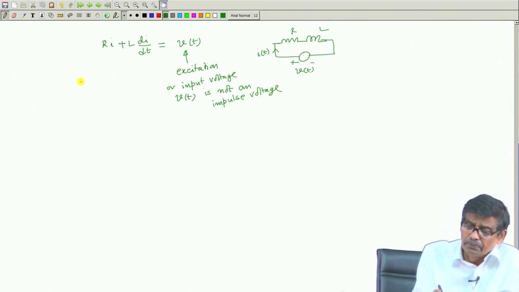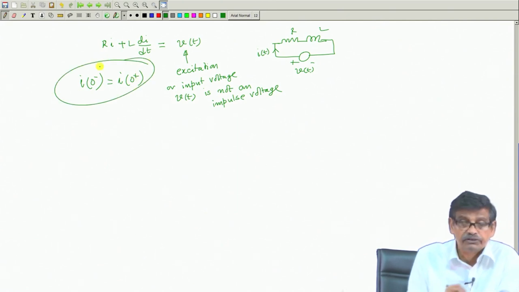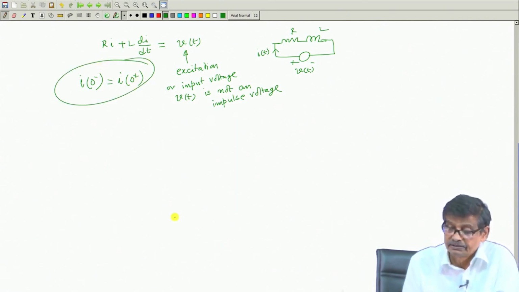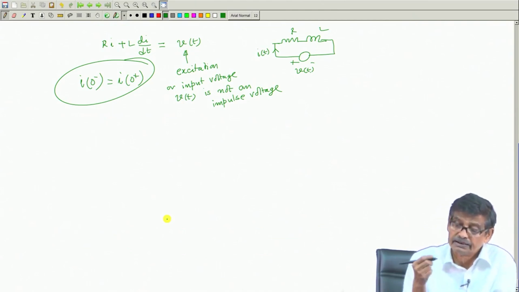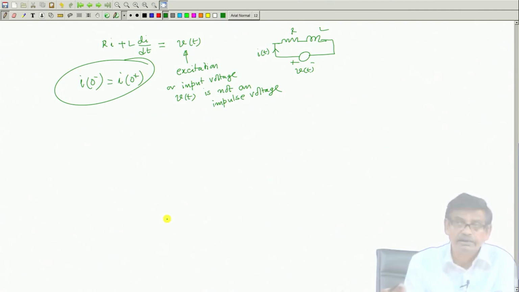And if V(t) is not an impulse voltage, we established I(0 minus) is equal to I(0 plus). You recall, for an inductive circuit, what should have been the current in the inductor at t equal to 0 minus, at t equal to 0 you did something. So, I(0 plus) will be equal to I(0 minus), that is what we have been telling so far. Now, I will not exclude this impulse function. So, what happens? What happens?